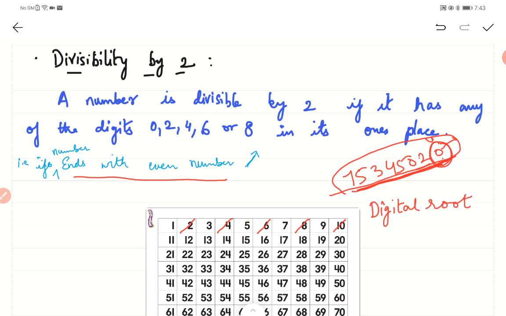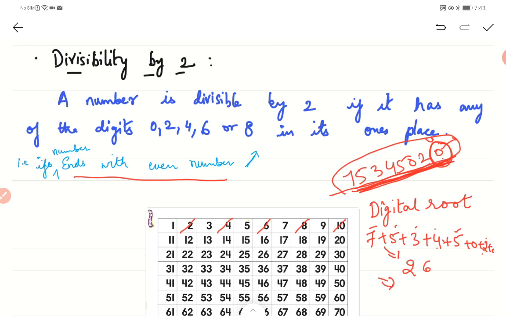Okay, so if my given number is this, and I want to know whether it is divisible by 3 or not, what I will do is add all these digits: 7 plus 5 plus 3 plus 4 plus 5 plus 0 plus 2 plus 0. Then what is the addition? 7, 10, 15, 16, 17, 18, 19, 24, 25, 26. So I got 26 by adding all these.